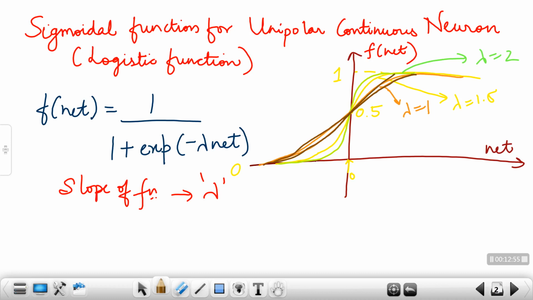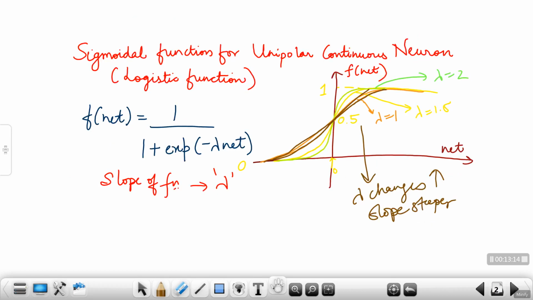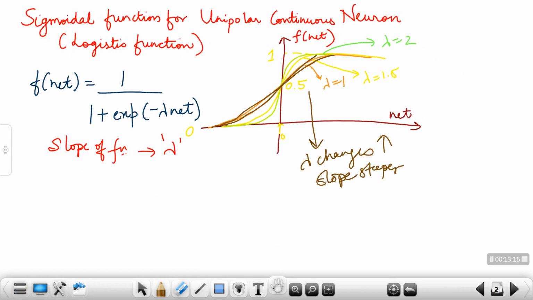So lambda is equal to 0.5 or something like that. At this point you will need to know that as the value of lambda increases, the slope becomes steeper. Now we shall see whether the function is continuous. We have already seen that, but now we shall check whether the function is differentiable. If it is differentiable, what will be the derivative of this particular function?